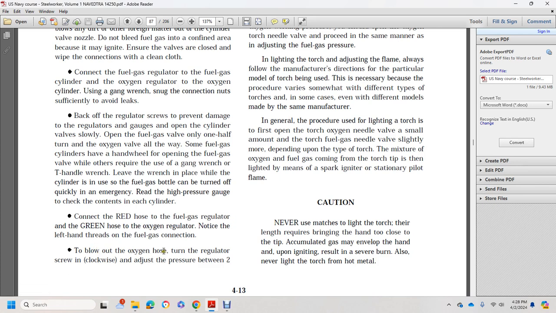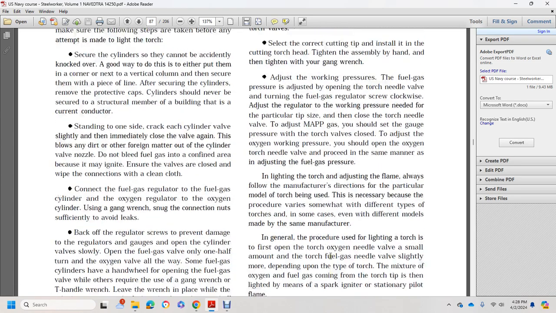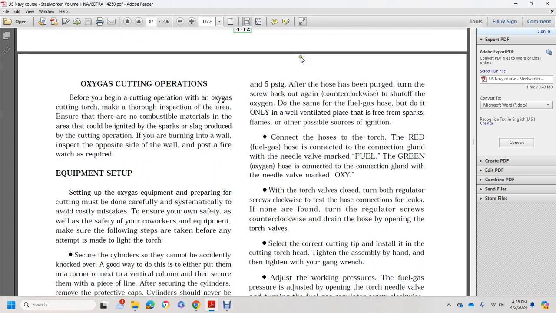To blow out the oxygen hose, turn the regulator screw in clockwise and adjust the pressure between 2 and 5 psi gauge to purge the hose. Turn the screw back out counterclockwise. Shut off the oxygen. Do the same with the fuel gas, but only in a well-ventilated place free of sparks, flames, and other possible sources of ignition.